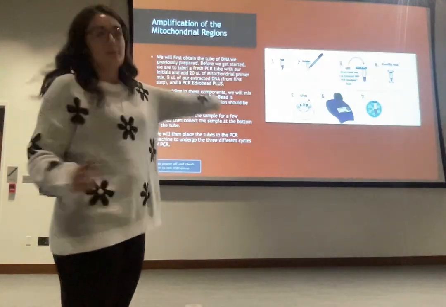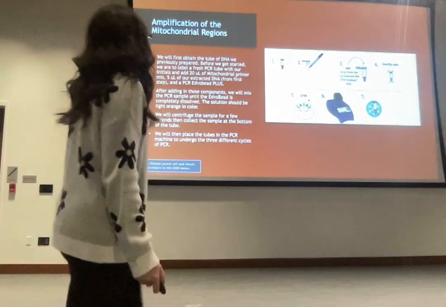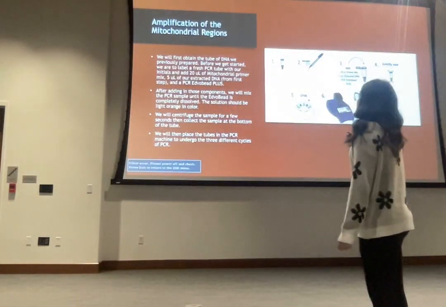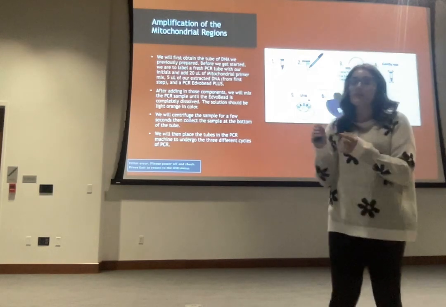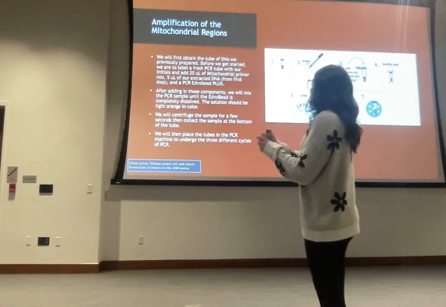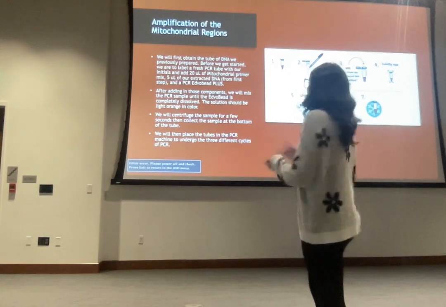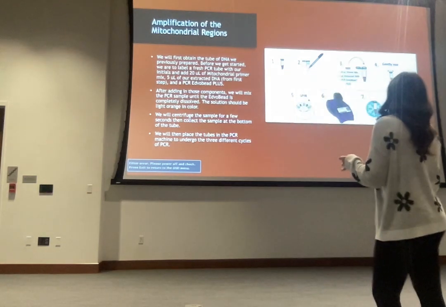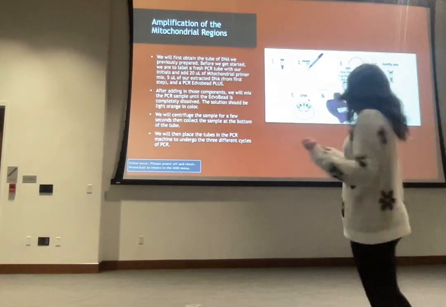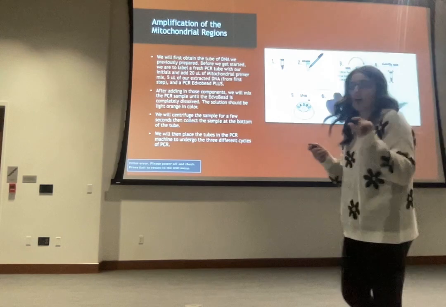So now, we're going to be sending it through the PCR. And to do that, we must obtain the tube of DNA that we just freshly prepared. And before we get started, we should label it with our initials so that it doesn't get mixed up. And we will add 20 microliters of the mitochondrial primer mix, right here, 5 microliters of the extracted DNA, and a PCR EdvoBead PLUS.